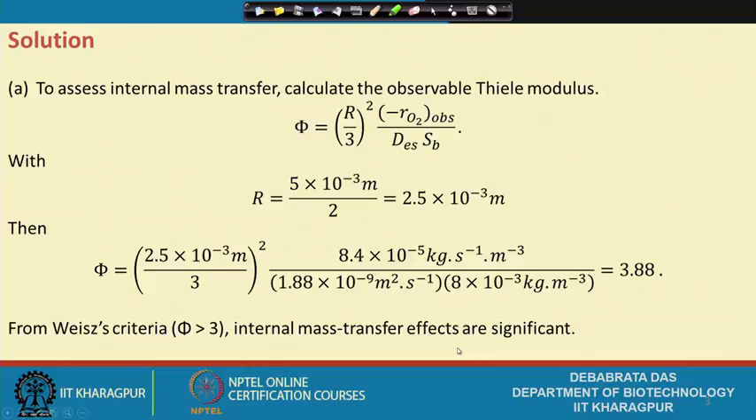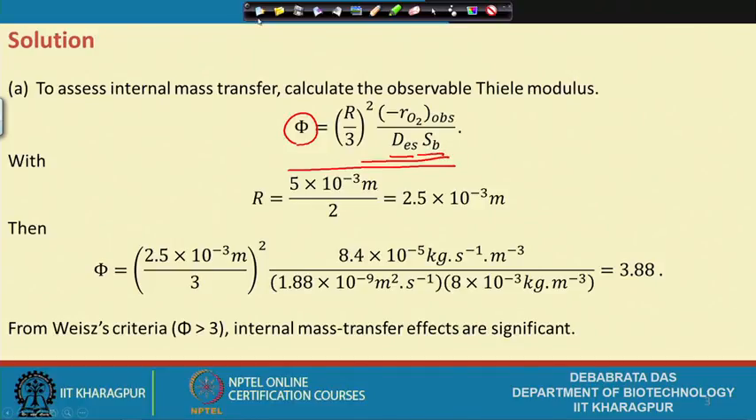So, to access the internal mass transfer, we already know the observable Thiele modulus. This equation we have already seen. This is the Thiele modulus: Thiele modulus equals R squared, R being the radius, by 3, whole squared. Over that is the rate of reaction, as we told previously. This is the rate of oxygen transfer, that is the observed, and this is the diffusivity, and this is the substrate concentration.